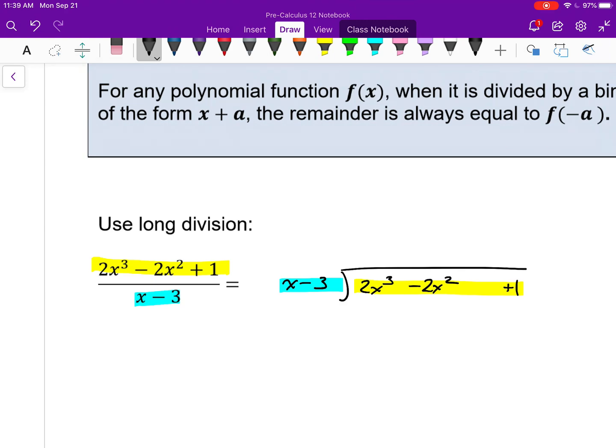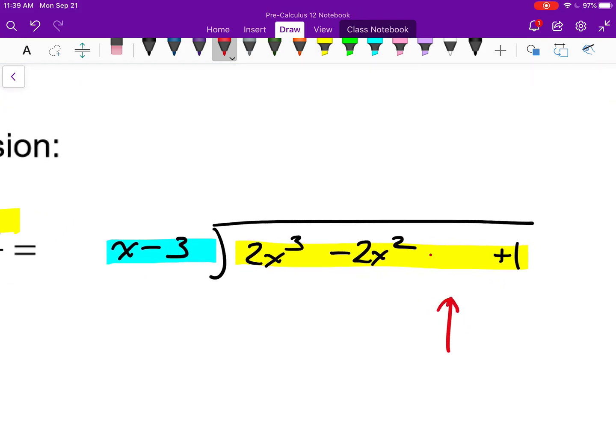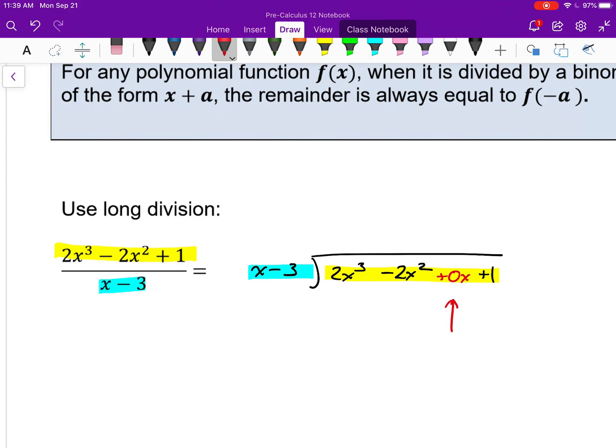Now that little space I left right here, that's because my polynomial, my numerator, doesn't have any x terms in it. But I want to create a spot for it, which is pretty easy to do. Just put 0x. There we go. Now I've got a spot for it. I haven't changed the meaning of the polynomial, but I've created a spot for it.